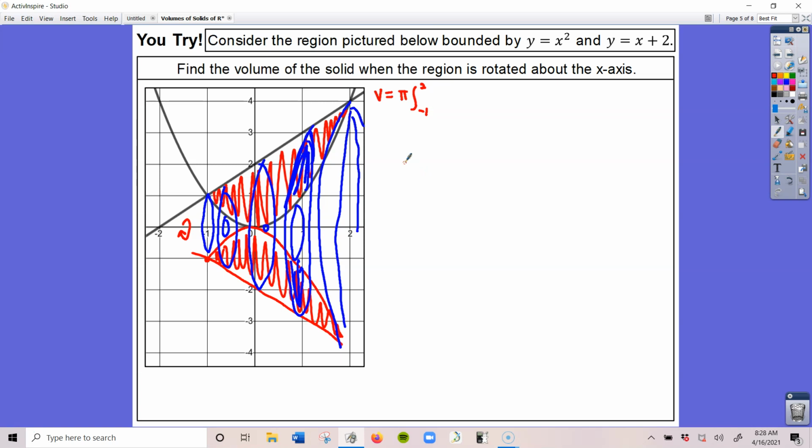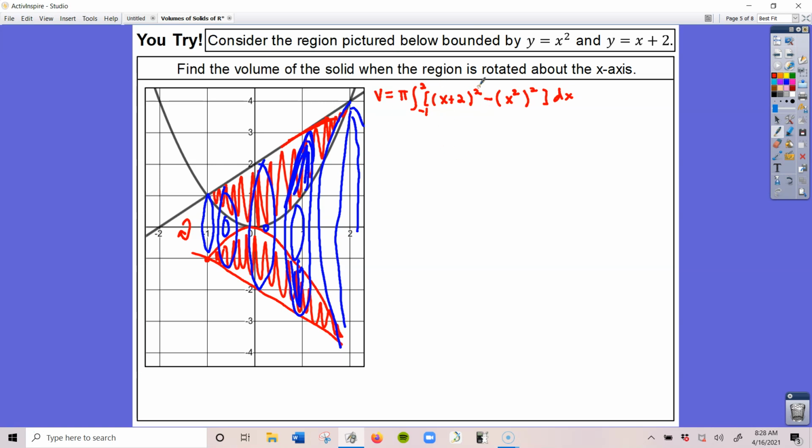Now, I never really remember the actual formula for volume. I just always remember it's big radius squared minus the little radius squared. So I look at my upper function, which is the line. That's going to be x plus 2 minus the axis of rotation, which is 0, squared. Minus, now the little radius, that is the quadratic, because that's what's lower. So that would be x squared minus the axis of rotation, which is 0, so squared. So this is the formula that I would use to find the volume of this solid.